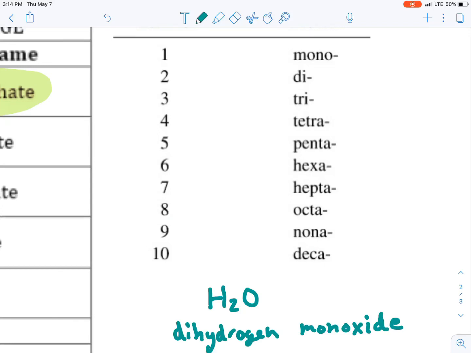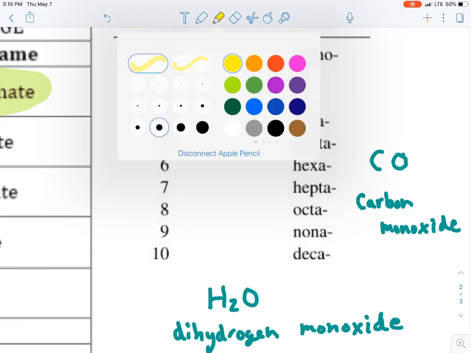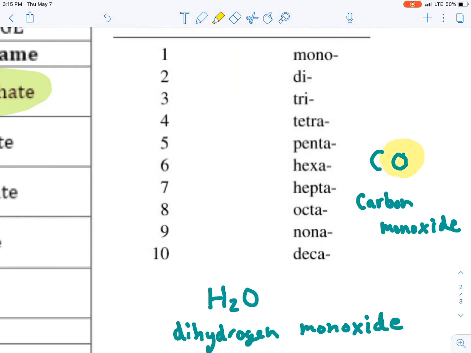Now, there is one thing, like say if you have carbon monoxide, right, you've heard that name, the mono is optional for the cation. I don't know why they made that rule up. So this is carbon monoxide, right? Not optional for the anion, not optional for this, optional for the cation, the first one.